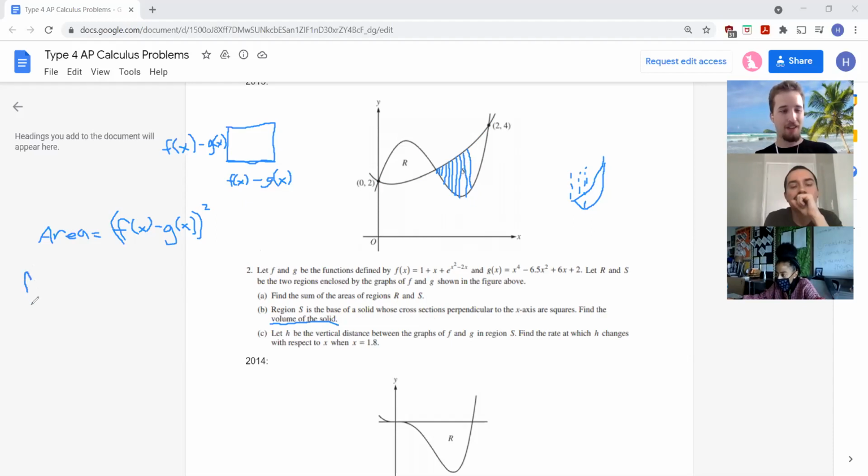This is very confusing, so please let me know. Remember, this point right here is 1.033 from the previous problem. So we're going to go from 1.033, where the solid starts, to 2. And we are going to take f of x minus g of x, squared.